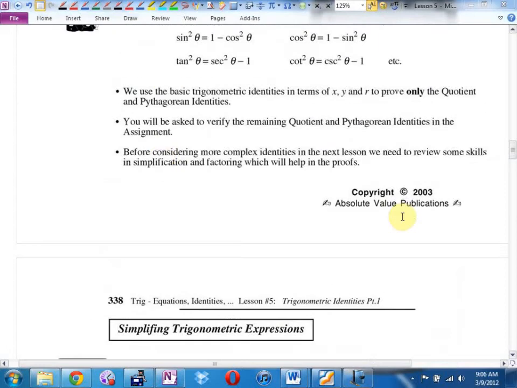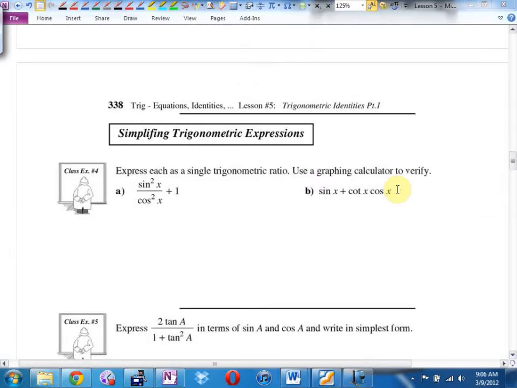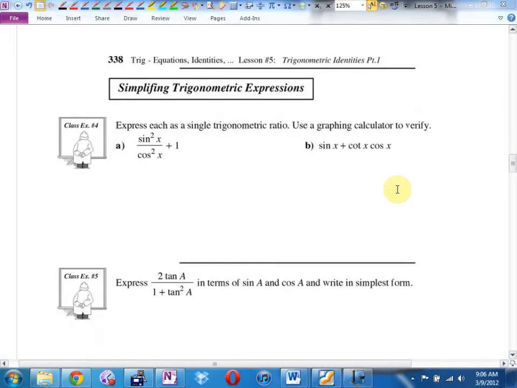So it says, before considering more complex identities in the next lesson, we're going to review some skills in simplification and factoring. So turn to page 338. On your test, on the multiple choice section, I'm probably going to say to you, simplify. And what it really means is rewrite this as a single trig ratio. Then it says use a graphing calculator to verify. Forget it, we're not going to.